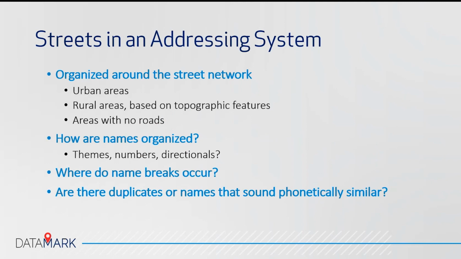Streets really begin the foundation of the addressing system. Addressing is organized around the street network, and we've already talked about the different types of geographies, like urban areas where you have a really tight geographic layout of different street networks. Rural areas often can follow topographic features, not always, but they do. And then some of you may have areas that have no roads. We actually have some clients who say, hey, we've got this little island that has 15 or 20 homes on it. How do we go about addressing that?